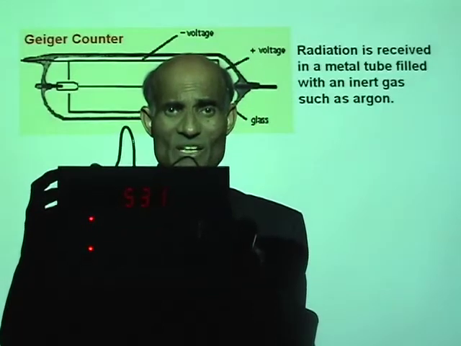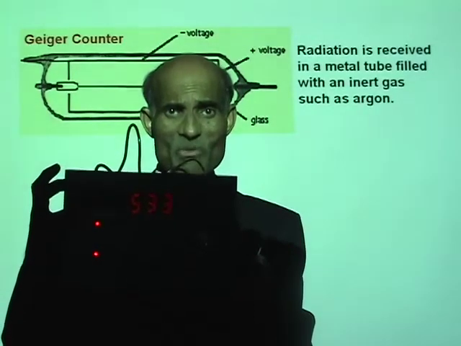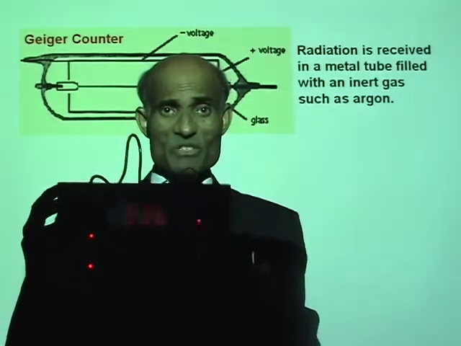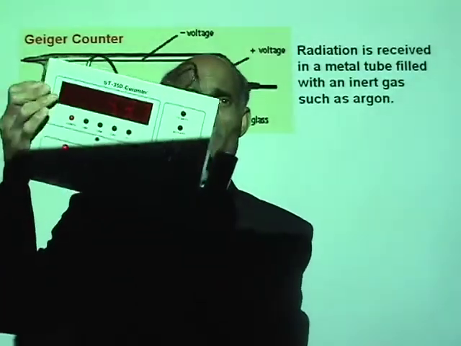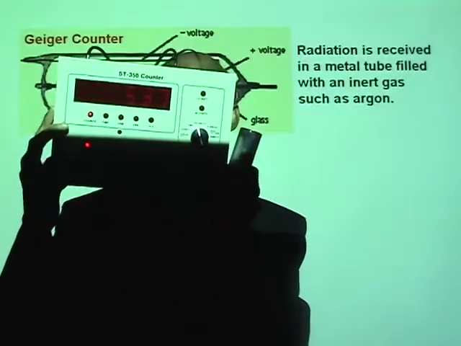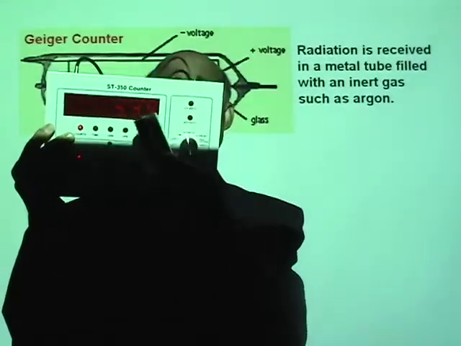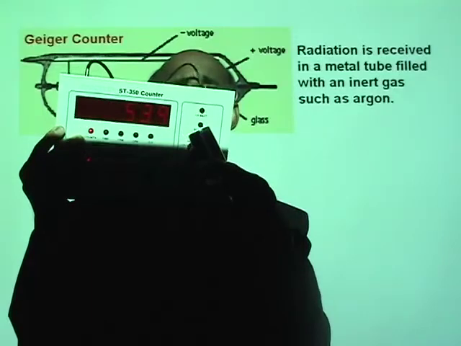Each time a radiation comes in, you can see a flash. Can you see? Yes? What's the flash? Each time a radiation comes in, it flashes and it counts for you. There you are. Alright, watch for the flash. Each time a radiation comes in, you will see a flash there.